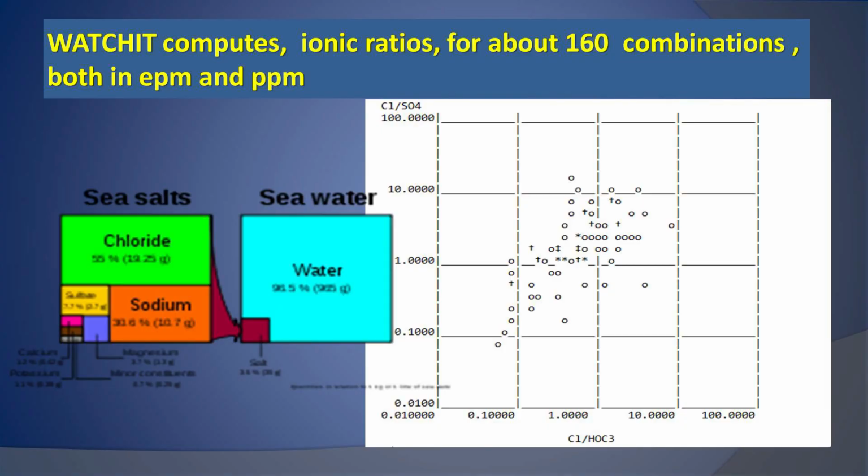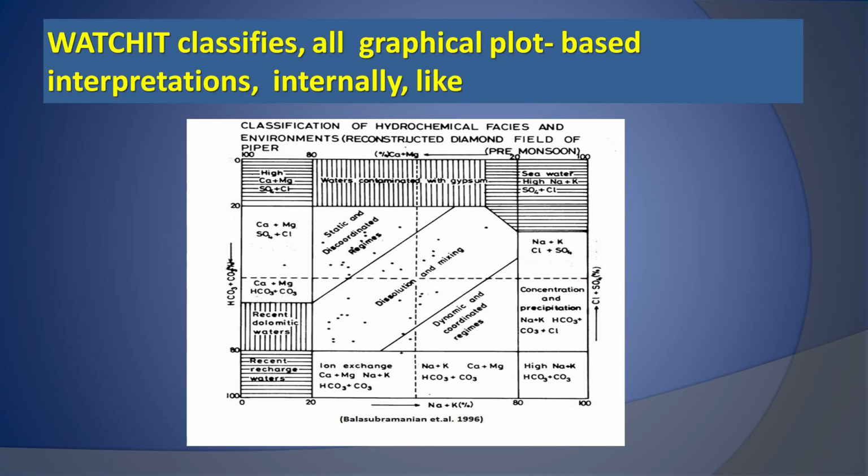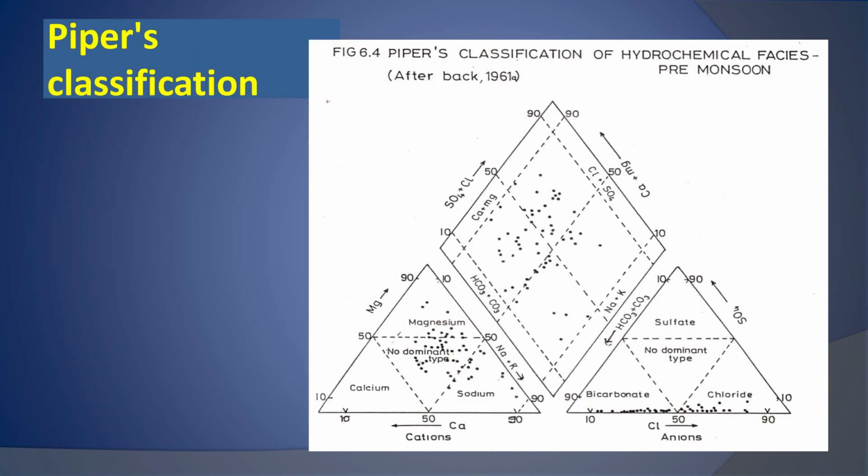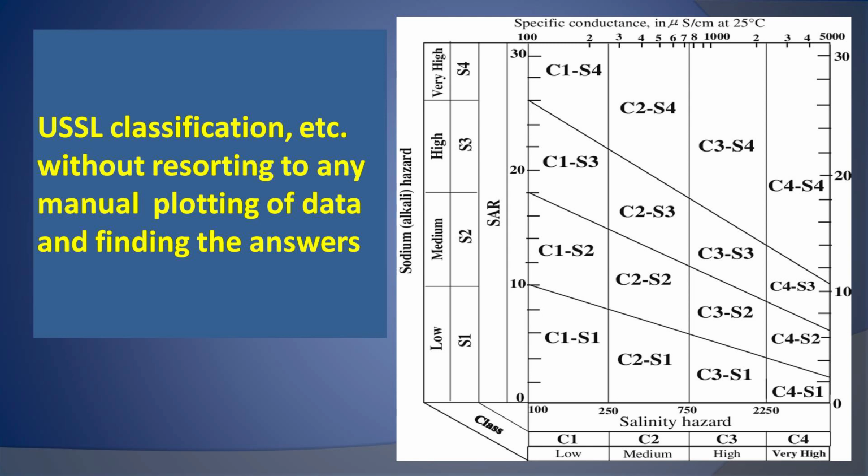Watchit computes ionic ratios for about 160 combinations, both EPM and PPM. These are very good indicators of what a researcher intends to find out to obtain the significance of water samples on the environment from which the samples were collected. Watchit classifies all graphical plot-based interpretations internally, like Handa's classification, Piper's classification, USSL classification, etc., without resorting to any manual plotting of data and finding the answers.